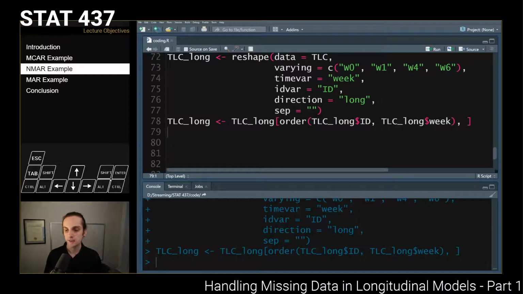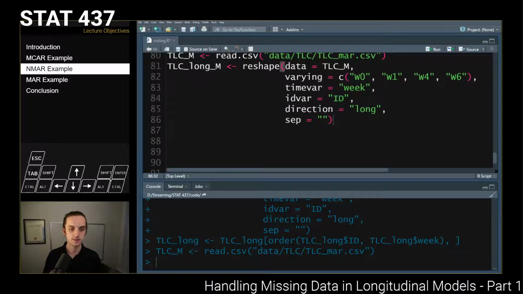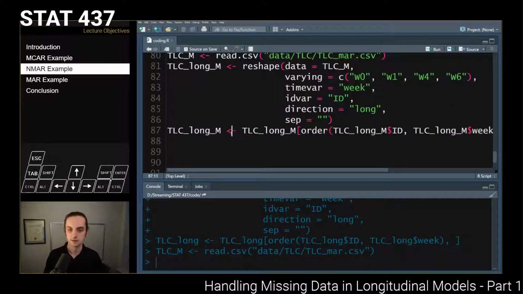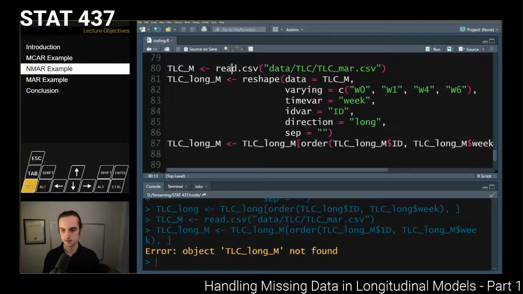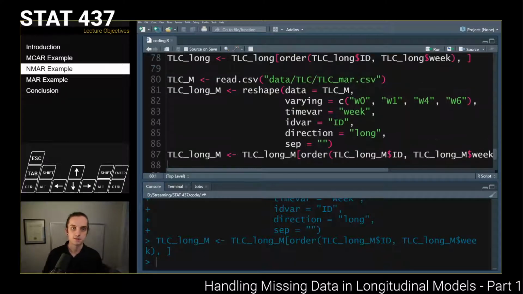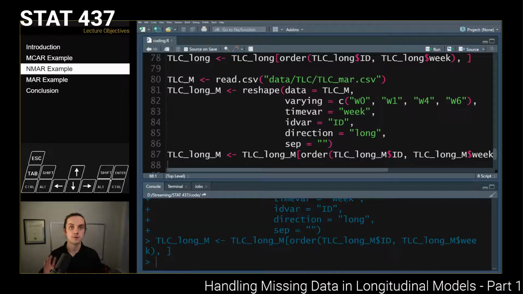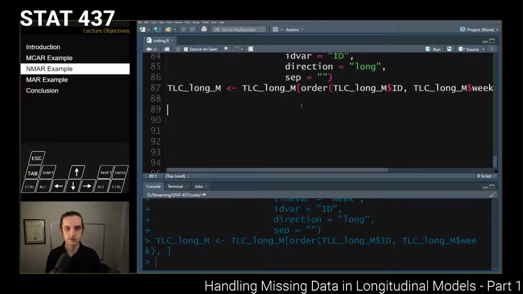Okay. And then we have a corresponding data set that is missing at random, right? So again, TLC MAR.CSV, and I will reshape this. And then we can actually sort it as well. There we go. Right? And so now the question becomes, what are we going to be doing with the modeling? So when we first looked at this data, this was back when we were doing linear marginal models using likelihood estimation. So through the GLS function, the generalized least squares function, right?